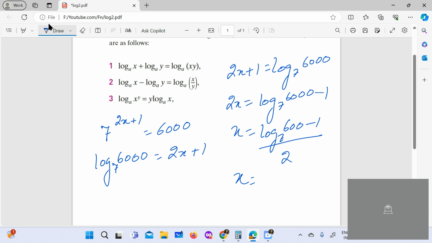4.11. Did you do minus 1 and divide by 2 everything? Check it once again. Okay, let's do it in parts. Log base 7 of 600. I'm sorry, this should be 6000. So I made a mistake here. Can you redo it?